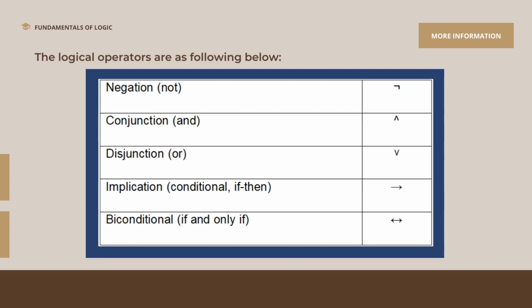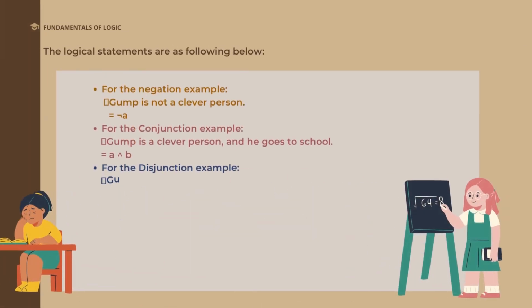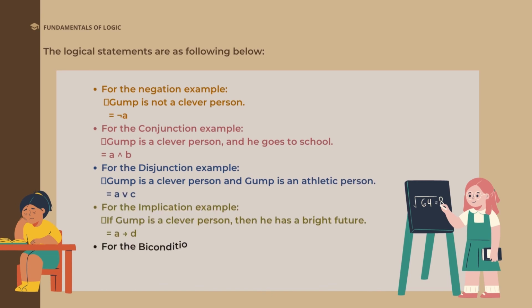On the basis of the input logic and connectivity, which is used to connect the propositions, we will get the resultant logic. Propositional logic contains 5 basic connectives, which are described as follows: negation for not, conjunction for and, disjunction for or, implication for conditional, and biconditional for if and only if. The logical statements are as following below.